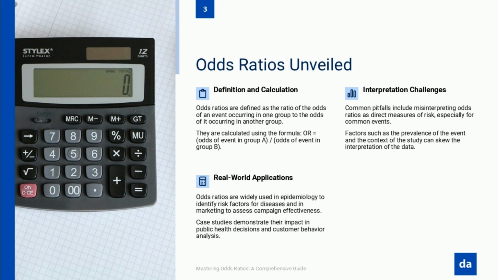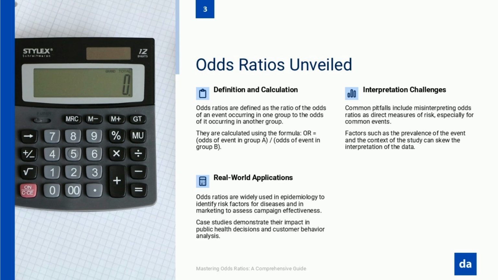An odds ratio is defined as the ratio of the odds of an event occurring in one group to the odds of it occurring in another group. This simple yet powerful concept allows us to make meaningful comparisons across different populations or scenarios. For instance, imagine we want to compare the odds of a certain health outcome between smokers and non-smokers. The odds ratio would tell us how much more or less likely smokers are to experience that outcome compared to non-smokers.